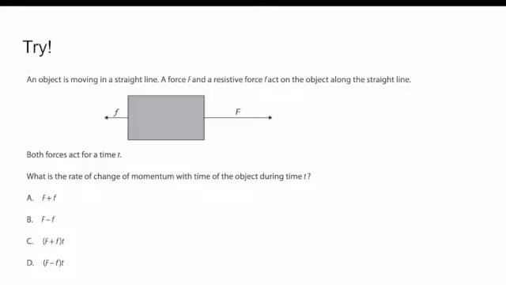An object is moving in a straight line. The force F and a resistive force small f act on the object along the straight line. Both forces act for a time t. What is the rate of change of momentum with time during time t?